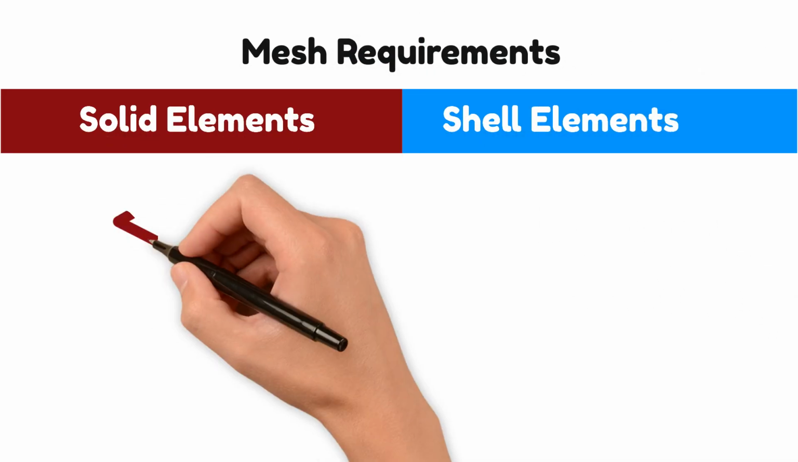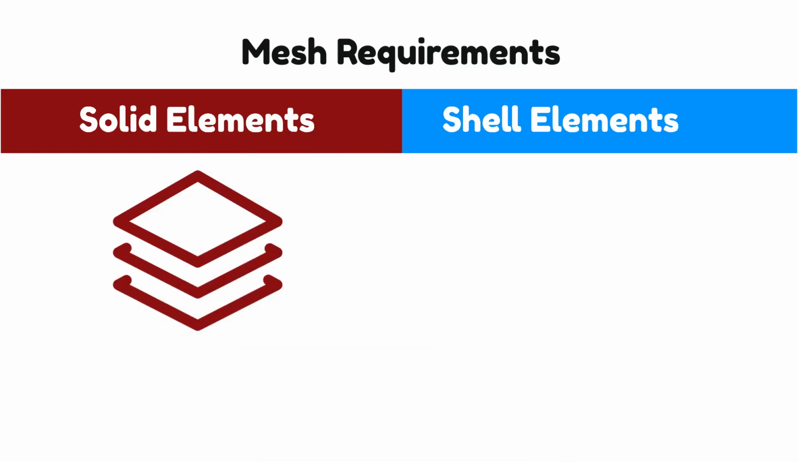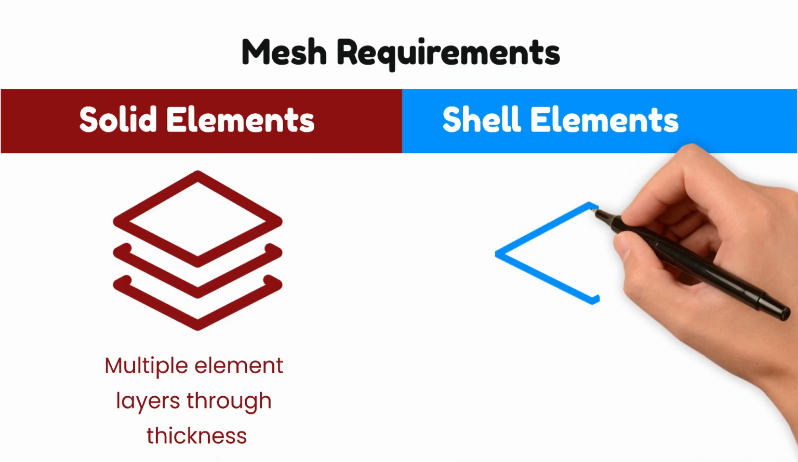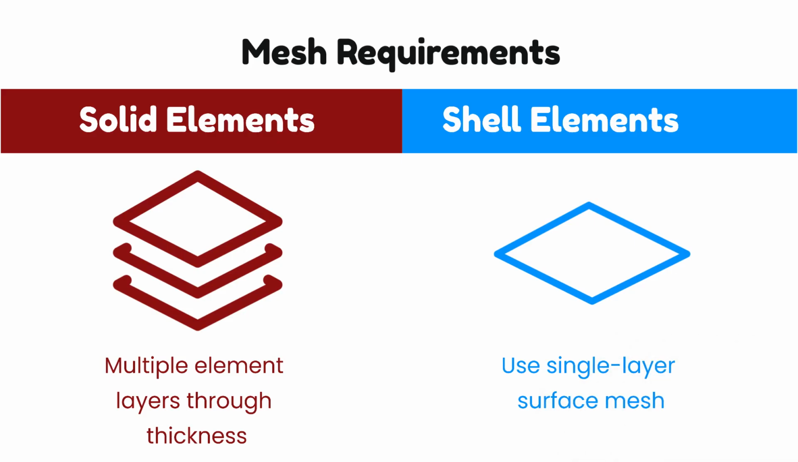Now let's talk about how thickness affects your mesh. For solid elements, you need several layers of elements through the thickness. That's how you capture stress variations from top to the bottom. If you use only one layer, the results won't be realistic, especially for bending or shear cases.